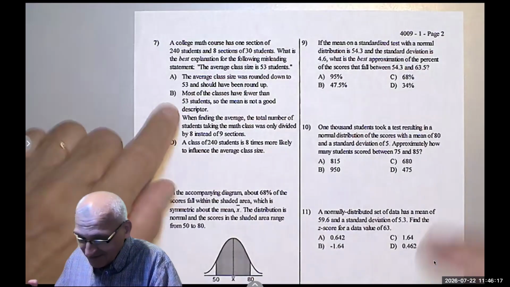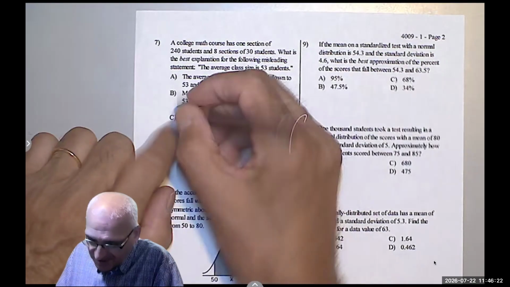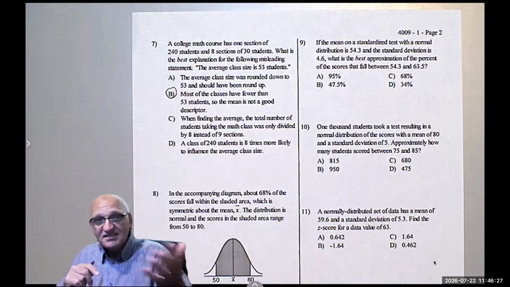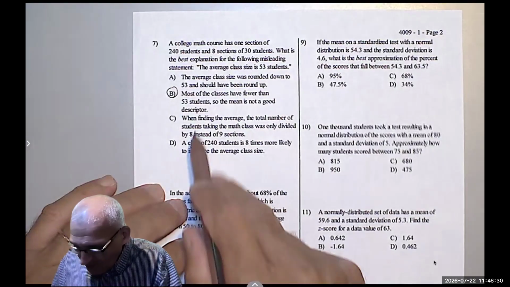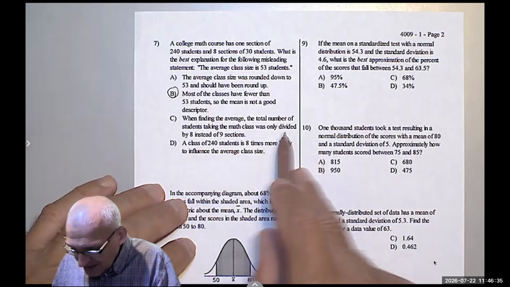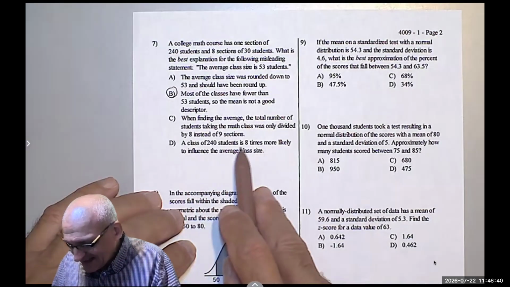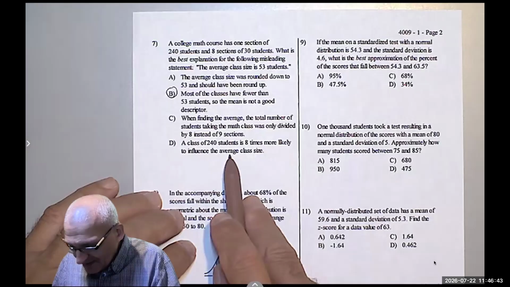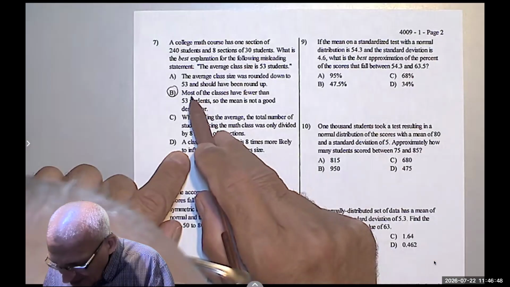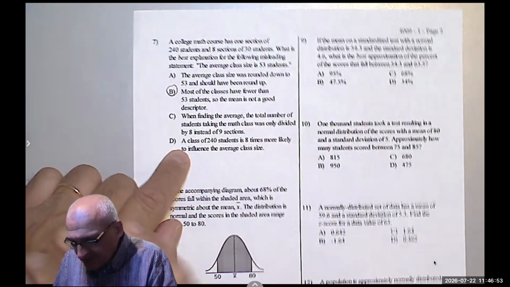Most of the classes have fewer than 53 students, so the mean is not a good descriptor. Yep. I can use the median because the median is insensitive to outliers. When finding the average, the total number of students taking the math class was only divided by 8 instead of 9. A class of 240 is 8 times more likely to influence... Oh, yeah, I think this is the one. Most of the classes have fewer than 53, so the mean is not a good descriptor.